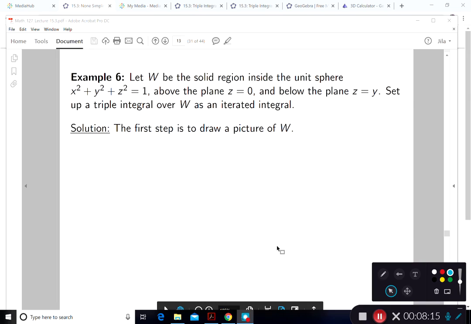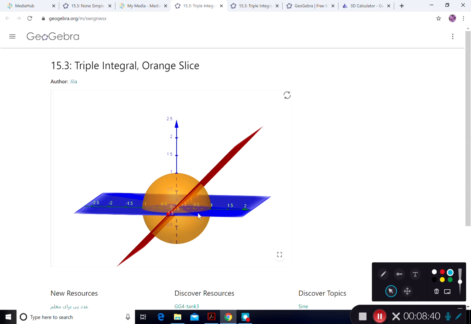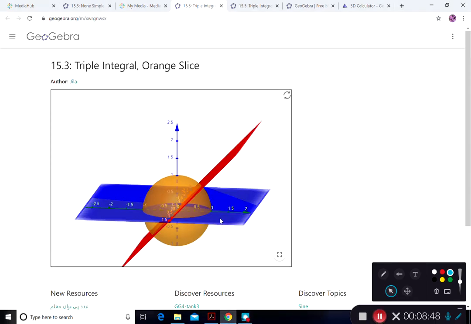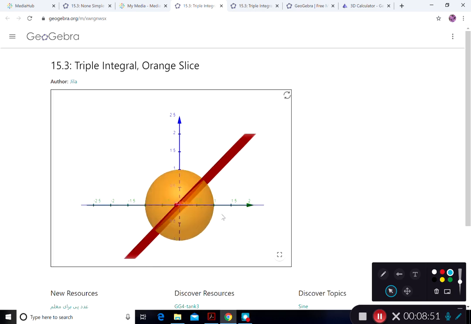Now, another question: how do we find W? That's the solid, the region inside the unit sphere, x squared plus y squared plus z squared equal to 1, above the plane z equal to 0, and below the plane z equal to y. Let's see what GeoGebra tells us. That's the sphere, and if you move the sphere around, the red plane is the plane.